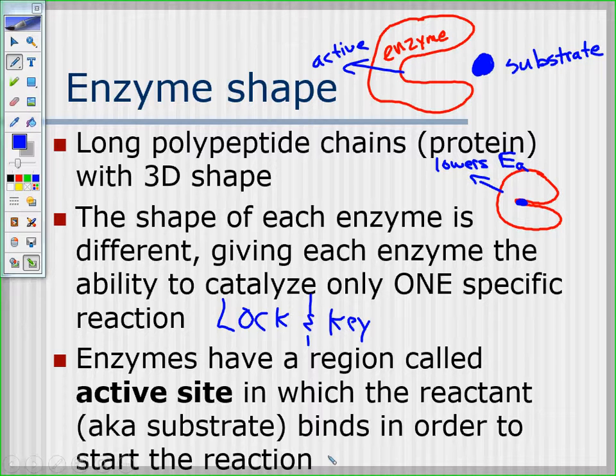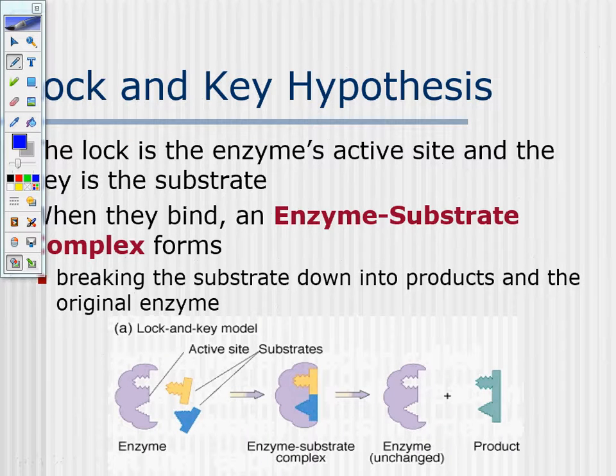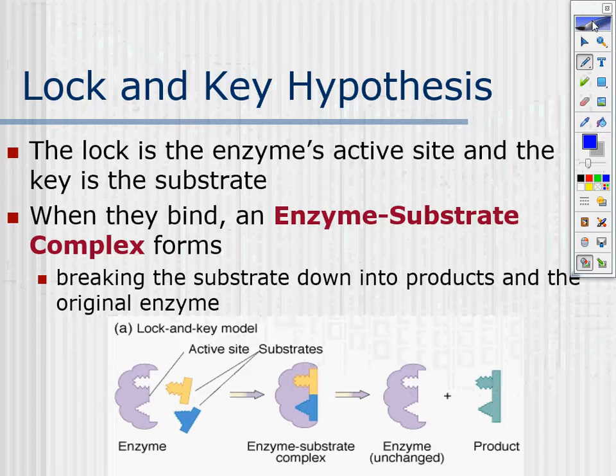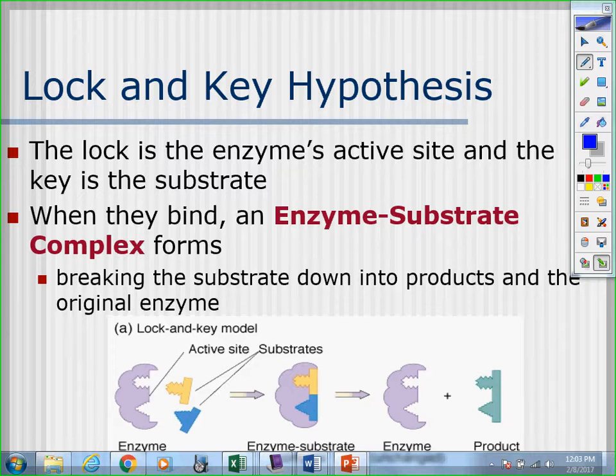So the point is, only one key on that side of the room will open up one lock on this side of the room, and vice versa. That's the same thing with an enzyme. So we have the active site, which I labeled, and it's going to bind to start the reaction. The lock and key hypothesis: the enzyme's active site is the lock, and the key is the substrate. So here are my substrates, and this is my lock over here, so label it on your picture.